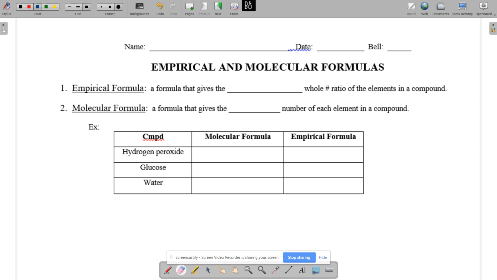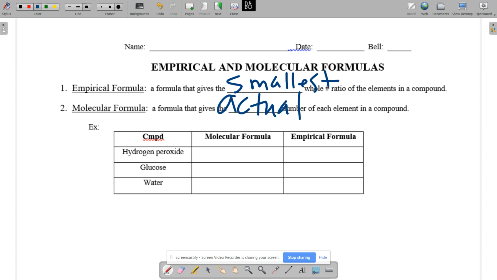All right, today's topic is empirical and molecular formulas. It's really easy. You guys are going to love this. So, what is an empirical formula? An empirical formula is a formula that gives the smallest whole number ratio of elements in a compound. And a molecular formula is a formula that gives the actual number of each element in a compound.